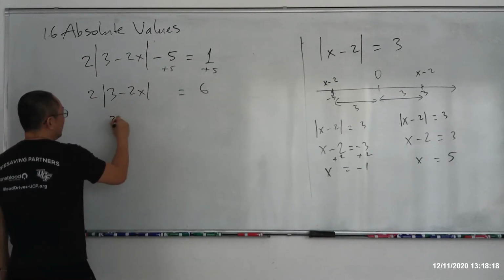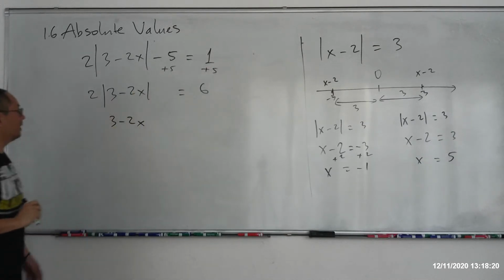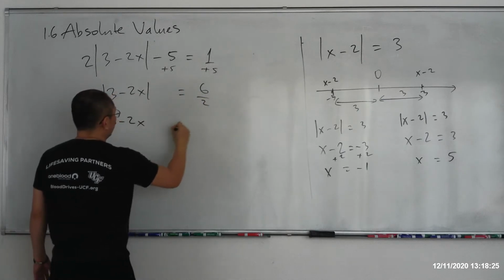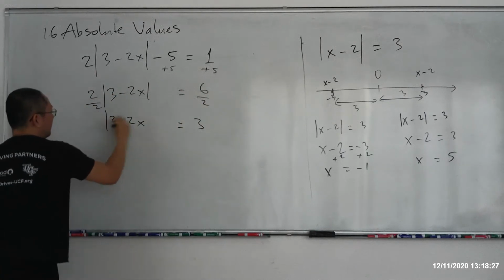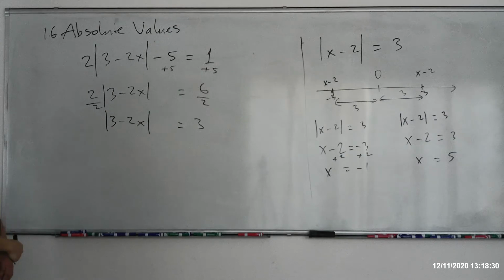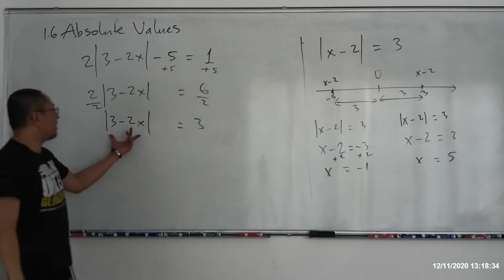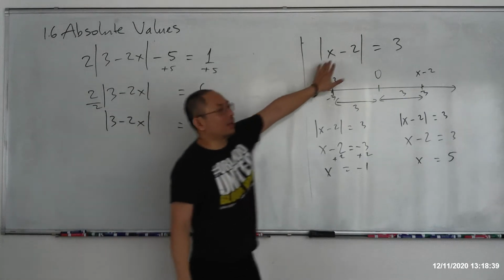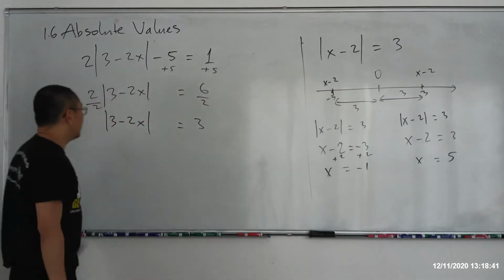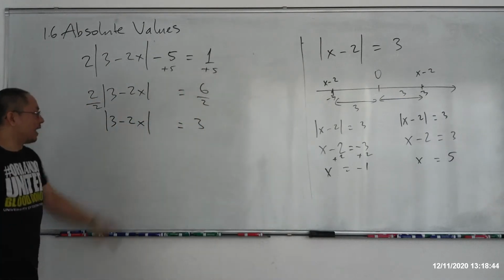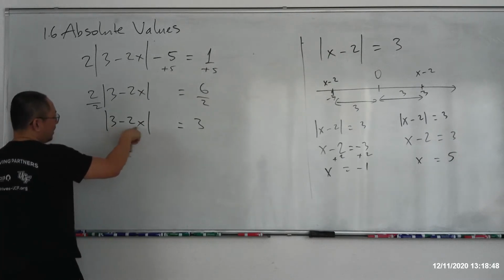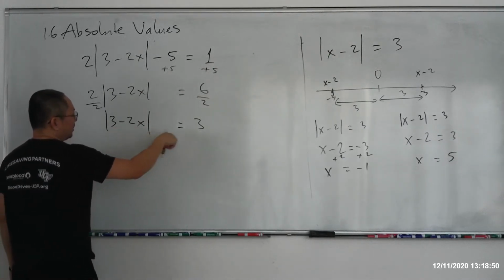Here, what? 3 minus 2x. I'm going to divide both sides by 2. Absolute value of 3 minus 2x equal to 3. It's the absolute value in here. All right? Now, you have absolute value on the left-hand side equal to a number on the right-hand side. You're okay to go back to the previous example and work. You're going to get rid of the absolute value, make it 2 equations. The distance from 3 minus 2x to the origin equal to 3.